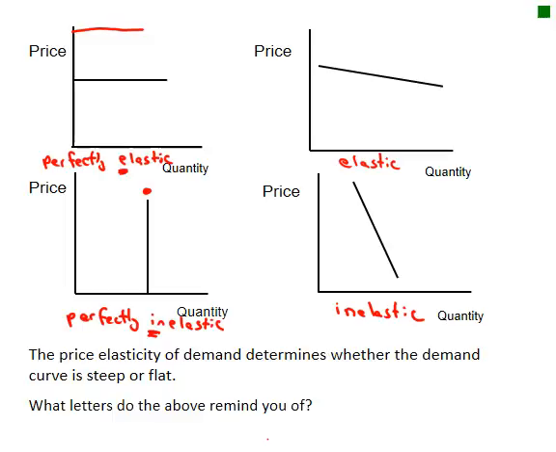Now let's say something is not perfectly elastic, so it's not completely horizontal. If it is more horizontal than steep, we say that it's elastic. If the demand curve is more steep than horizontal, closer to an I than an E, we're going to call it inelastic.